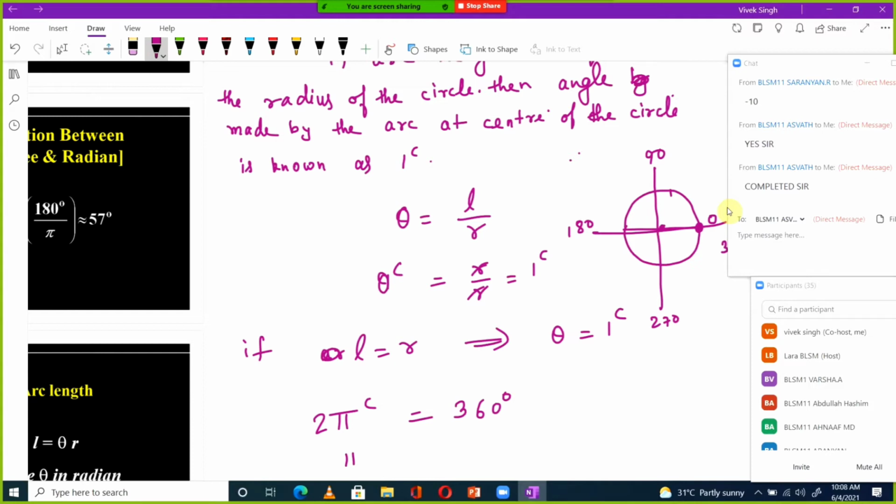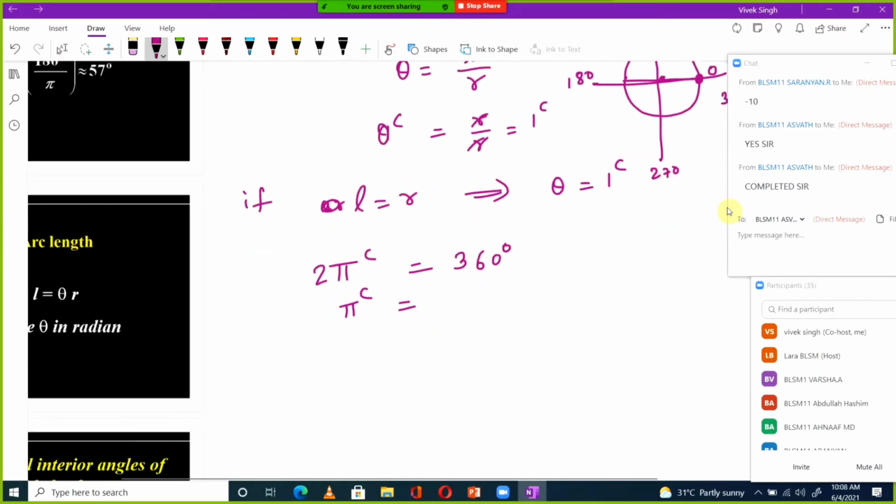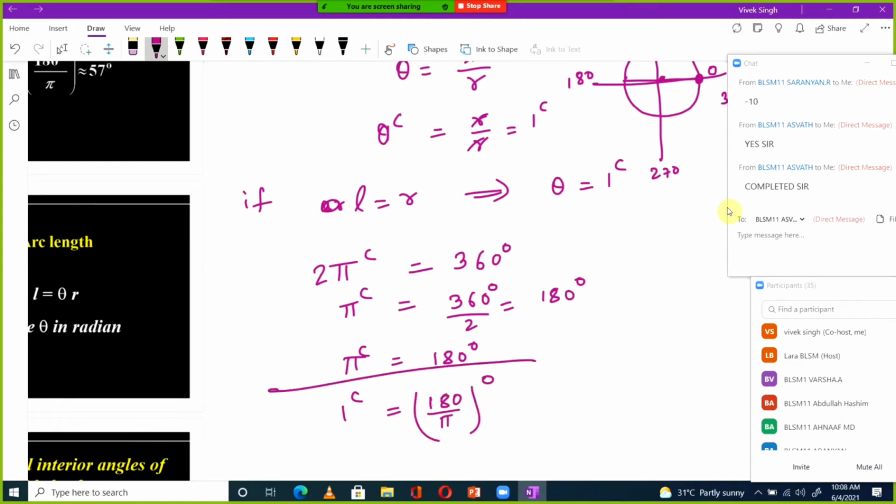Similarly, if you want to write pi radian, what do you have to do? You have to divide both sides by 2. If you divide by 2, what do you get? 360 divided by 2 is 180 degree. It means pi radian is 180 degree. So if you want to find 1 radian in terms of degree, you have to divide both sides by pi. You will get 180 by pi degree. So this is the formula to convert between degree and radian.